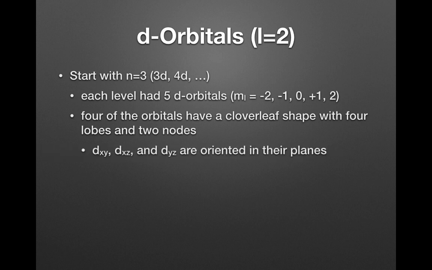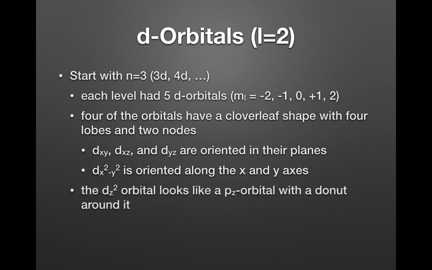And 3 of them are in planes between the axes, and these are the dxy, the dxz, and the dyz. So those are oriented in the planes bearing the letters of their name. And then the dx squared minus y squared is oriented directly along the x and y axes. And then we have the dz squared, which is a little bit of an anomaly, but it's just what the math bears out. And it looks like a pz orbital with a donut around it.